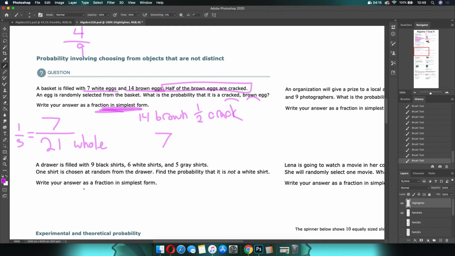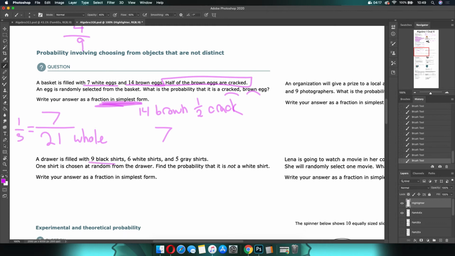Let's do another example, make sure we're comfortable. We have 9, 6, and 5, so that's going to be out of 20 total. And then what is the probability that it is not a white shirt? So how many not white shirts are there? We have 9 black and 5 gray, so what's the total? 14. What does that simplify to? 7 over 10, or 0.7.